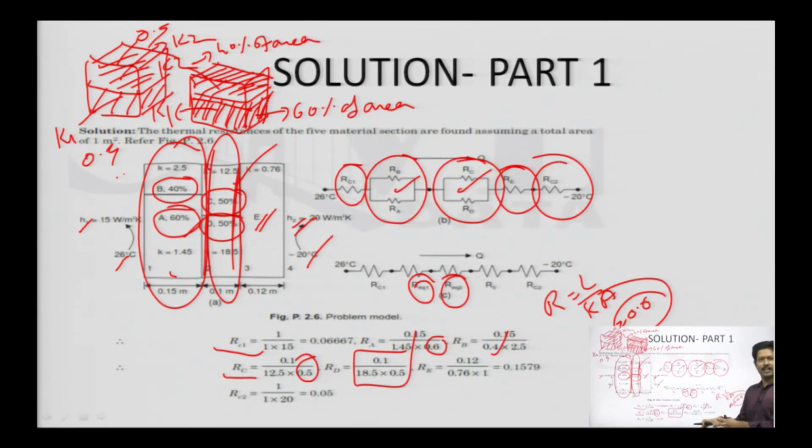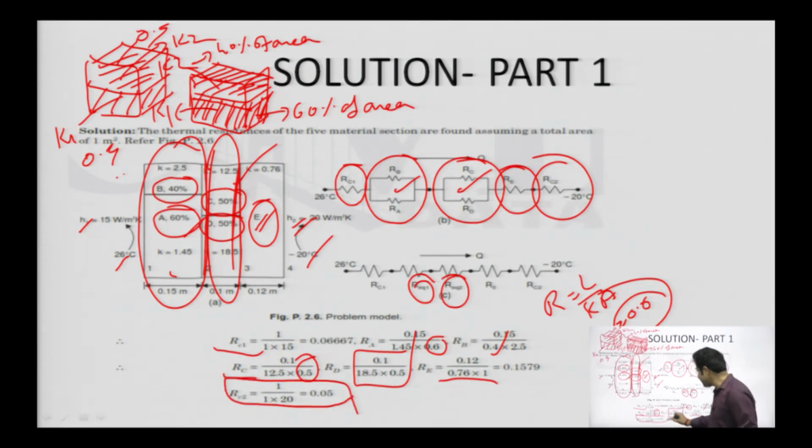The duo is sharing 50% of the area, and then this has the complete area, so this is 1. You can see it's 1. Okay, so you have calculated, and this is the convection once again, the external convection resistance. So this is basically again 1 by hA. Okay, so this is done.